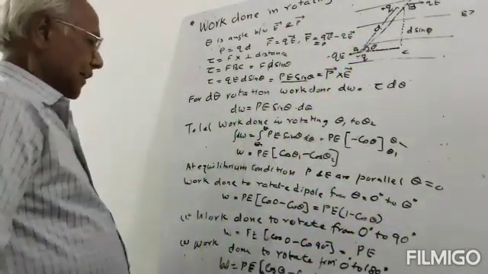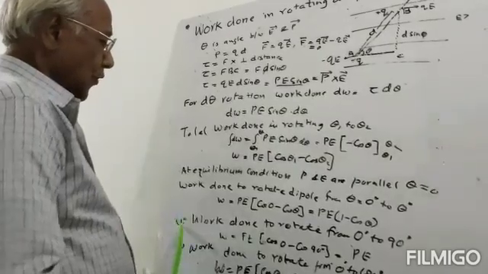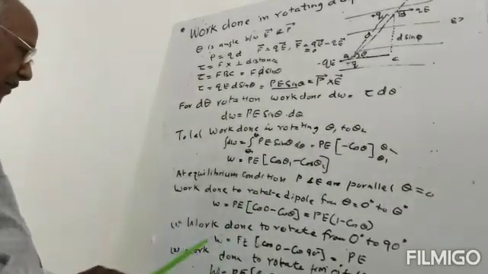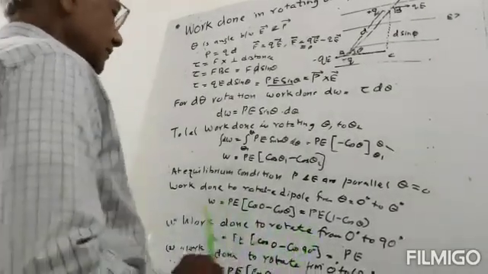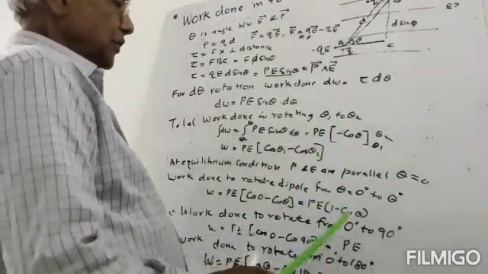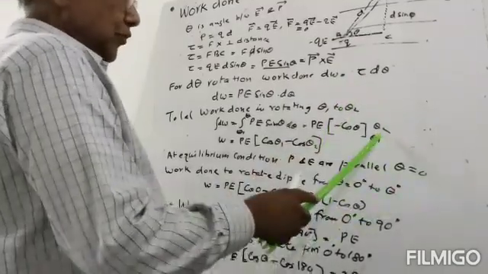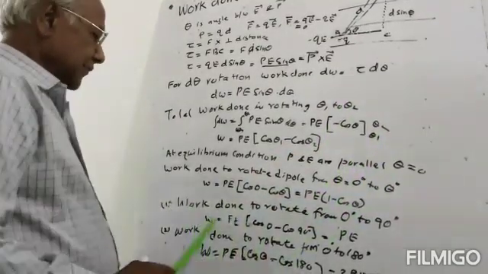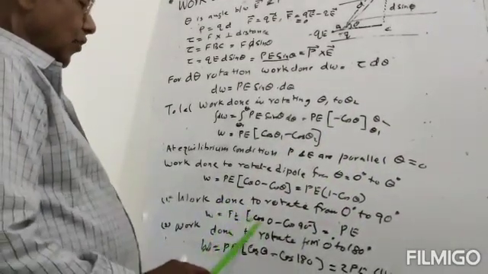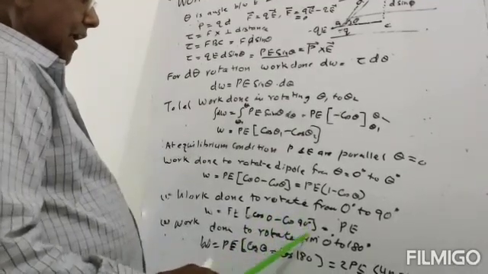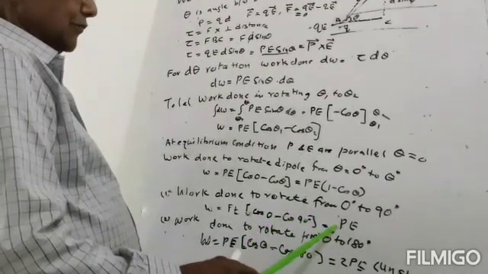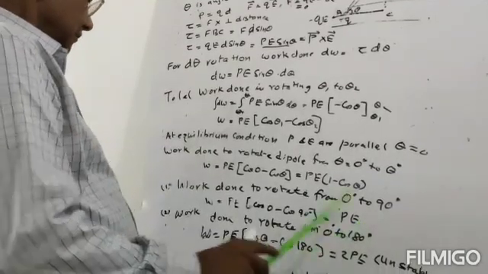Now we will take the different cases. Number 1: the work done to rotate the dipole from 0 degrees to 90 degrees. This means theta 1 is 0 and theta 2 is 90. So the work done will be equal to P E (cos 0 minus cos 90), and cos 90 is 0. So this value is equal to P E.